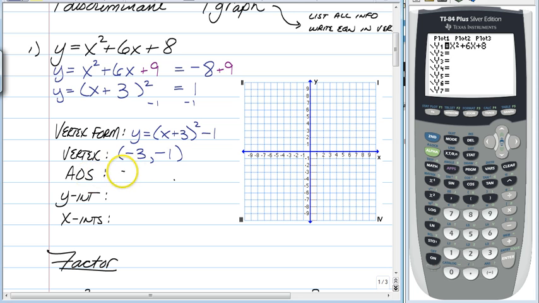And our axis of symmetry has to be x equals the x-coordinate of your vertex, so negative 3. Now the y-intercept is always going to be 0, comma, something. And the x-intercepts are always going to be something, comma, 0. Now this one's going to have 2. And I'm going to show you how to use your calculator to get both of those.